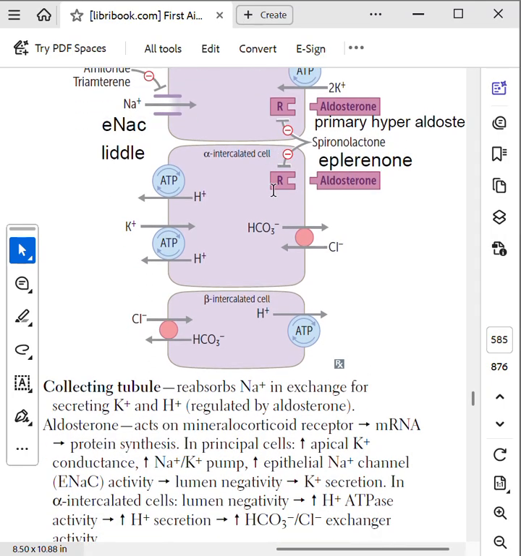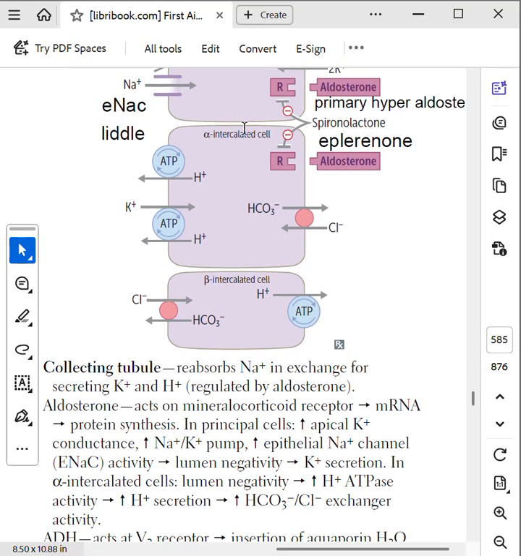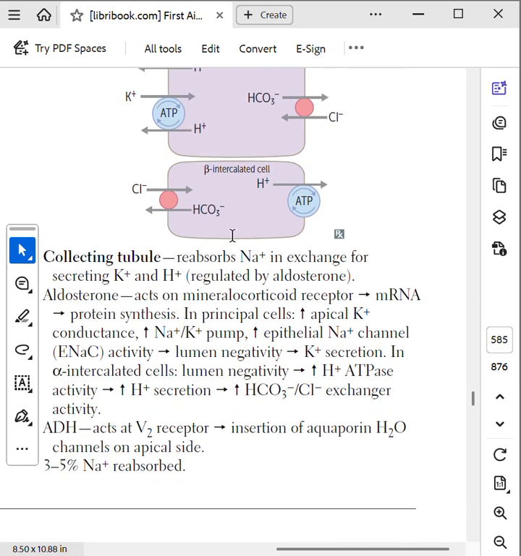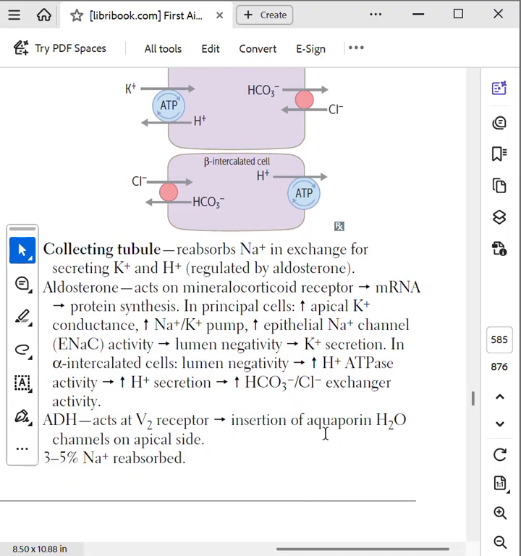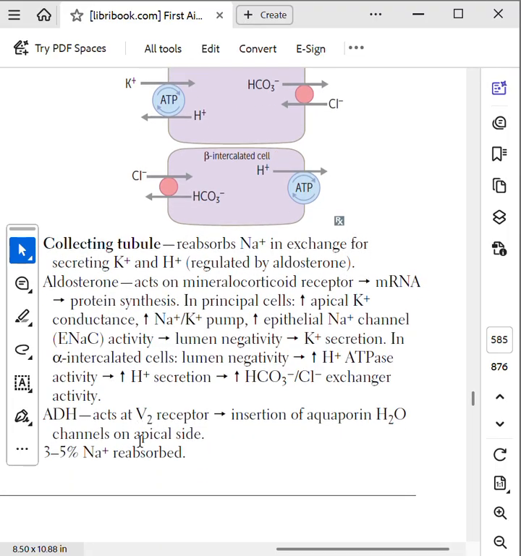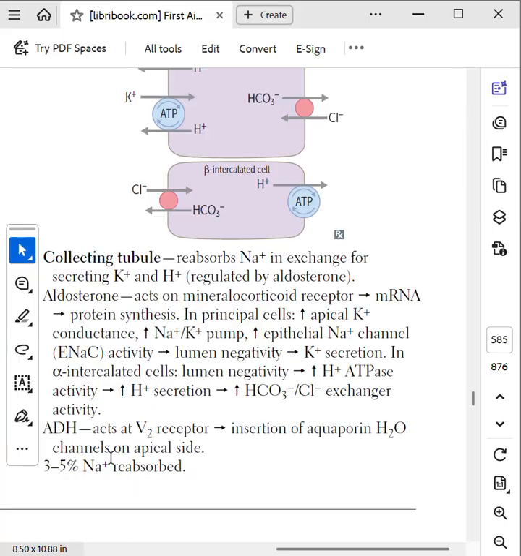And what happens in the alpha intercalated cells? Lumen negativity is happening, so in the alpha intercalated cells, the lumen negativity causes hydrogen ATPase activity and increases hydrogen secretion. This causes the hydrogen carbonate chloride exchanger activity. So all of this is interlinked. The ADH acts at V2 receptors. It inserts aquaporin water channels on apical sites, and water is reabsorbed. 3 to 5% of sodium is reabsorbed here.